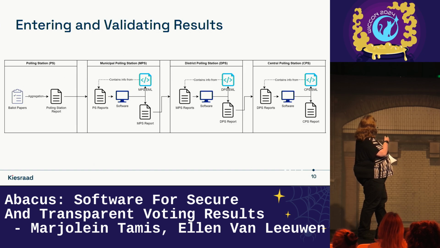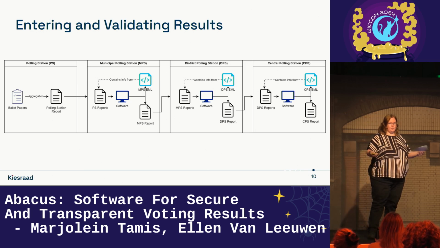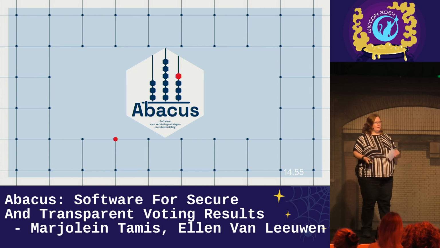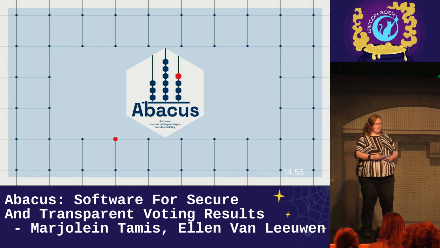That process repeats itself on the district polling station level and the central polling station level. So in a district, the municipal report gets entered into the software there, and that gets a district polling station report, and the district polling station reports get entered into the software at the central polling station, and that leads to the eventual report for the central polling station. And that's what we use to calculate the seats. So the middle part of that was software, and that's where Abacus comes in.